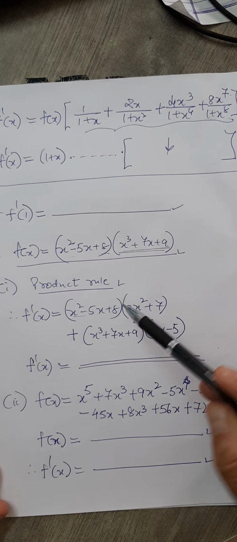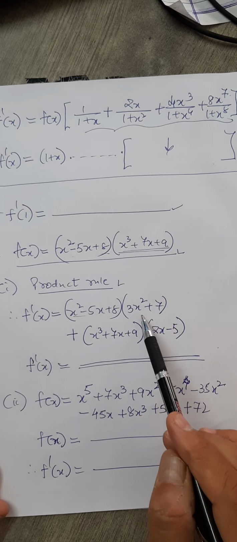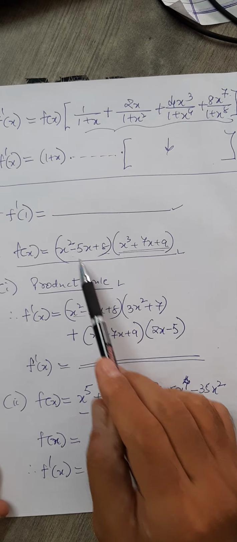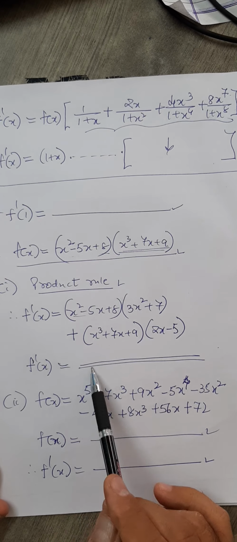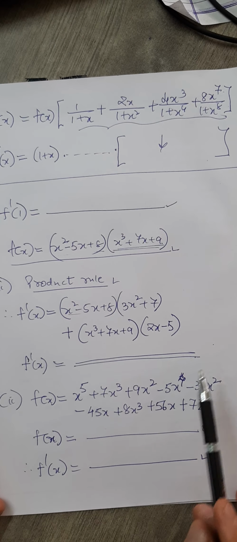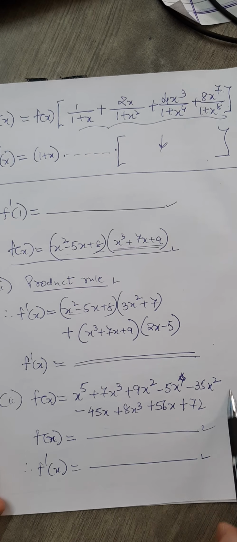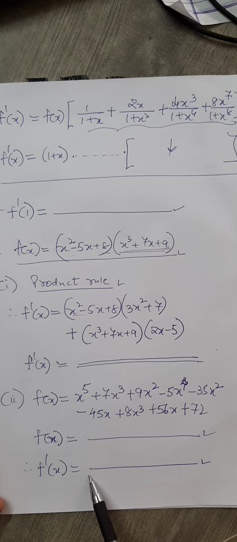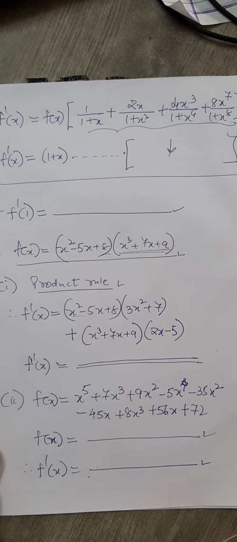First way is what I did. Keep 1 as it is, derivative of this, plus second one as it is, derivative of this. This is simply product rule. You need to simplify. That I leave it for you. Second way is, first you open the bracket, you simplify and then you differentiate. Now what is the third way?